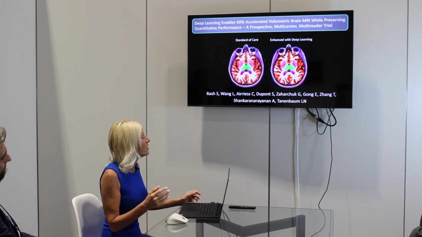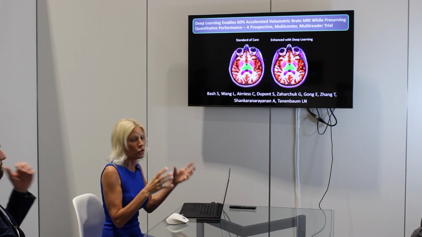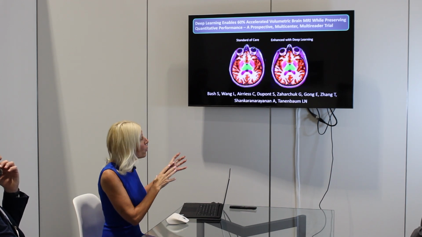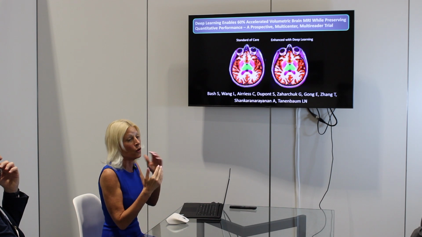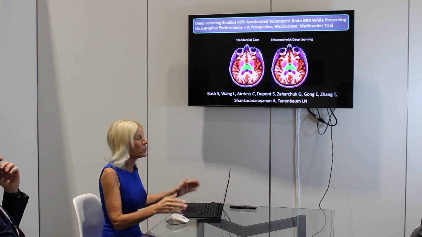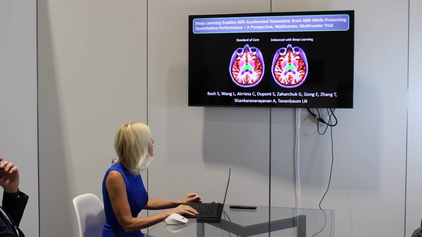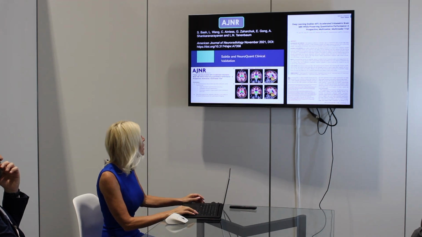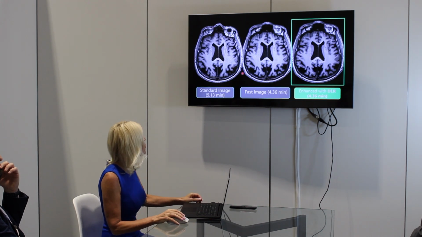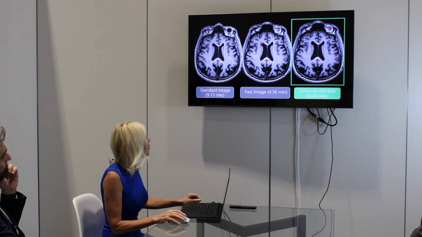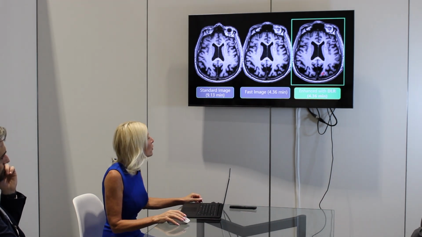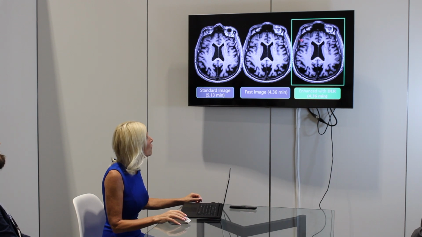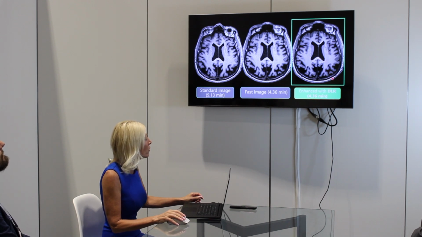And so the question is, is the deep learning in some way altering the images, or how robust is NeuroQuant when you apply it at two different acquisition points? So we looked at this in this study that was published in the AJNR. There's a standard image on the left. This is where you accelerated your protocol to go half. This is 60% faster. And then you enhance that fast image to denoise it here.